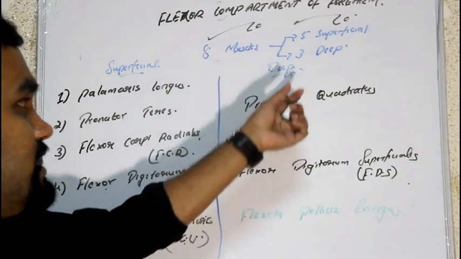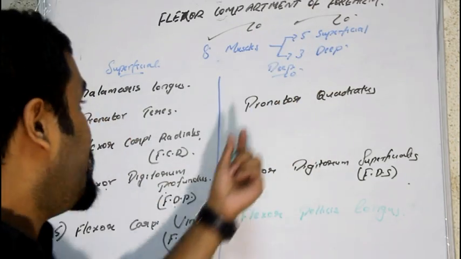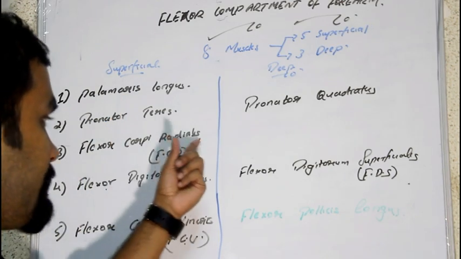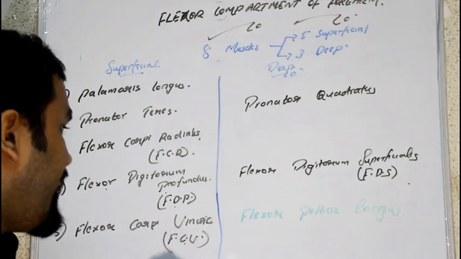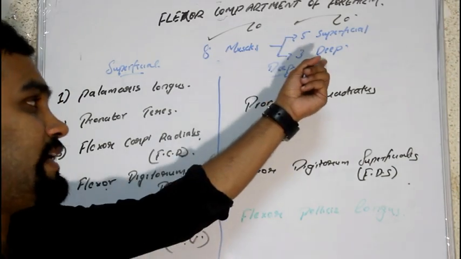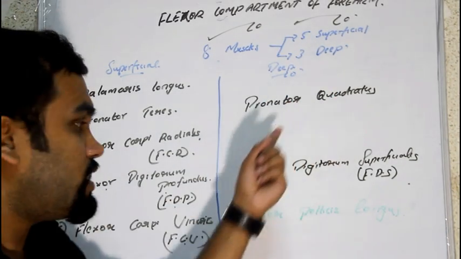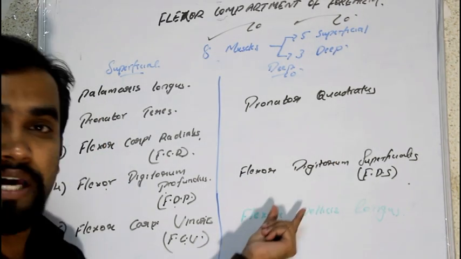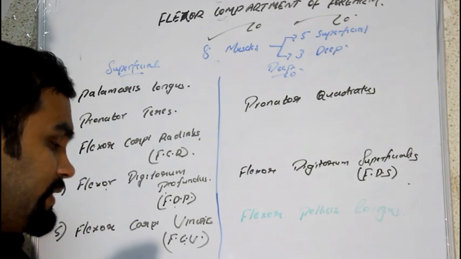Total we have 8 muscles. 5 are superficial and 3 are deep. The 5 superficial muscles are palmaris longus, pronator teres, flexor carpi radialis, flexor carpi ulnaris, and flexor digitorum profundus. Then in the deep group we have pronator quadratus and flexor digitorum superficialis. And the last one is flexor pollicis longus.